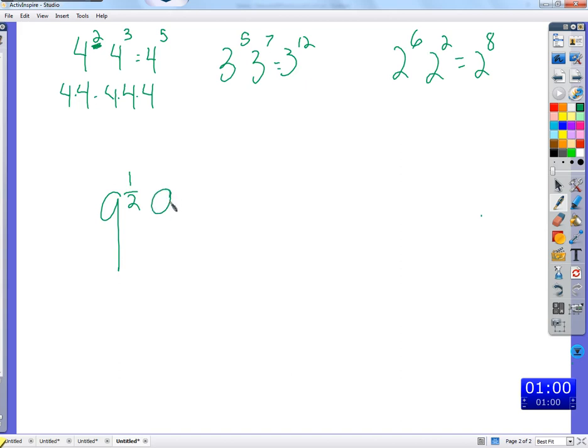So what if we multiply 9 to the 1/2 times 9 to the 1/2? Okay. What I'm going to do is just write that up. I'm not going to write anything else up there, but I want you to think. If you multiply those together, just talk amongst your groups.